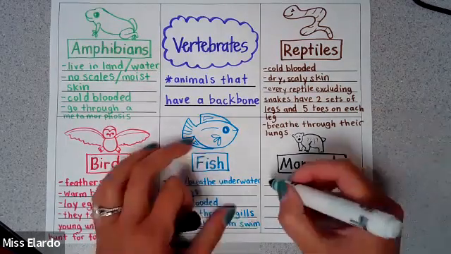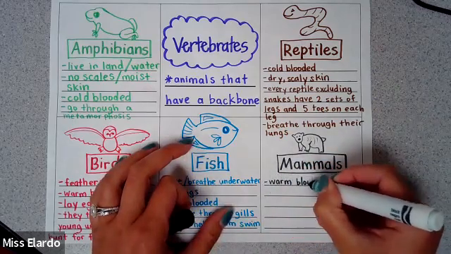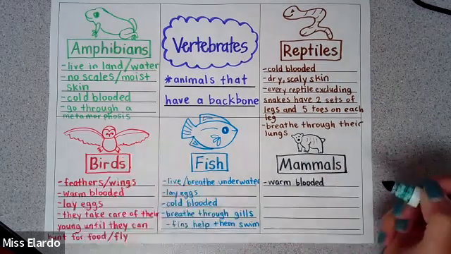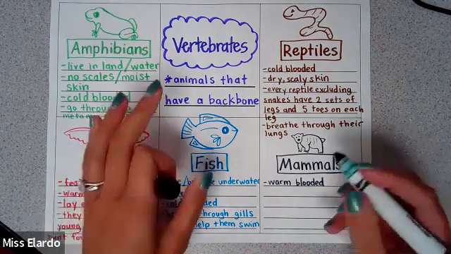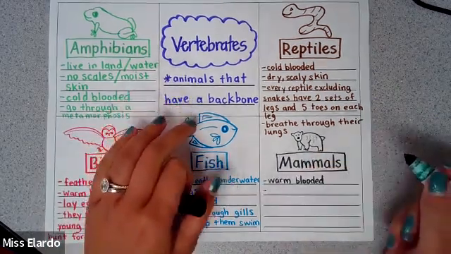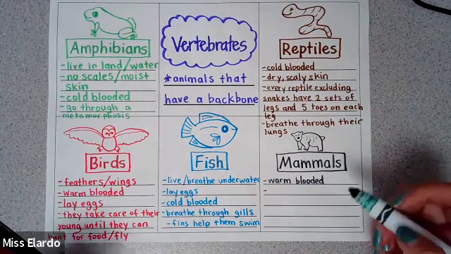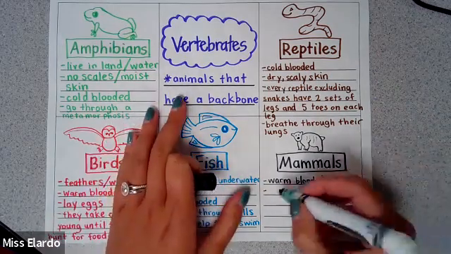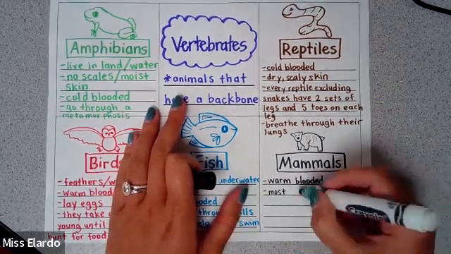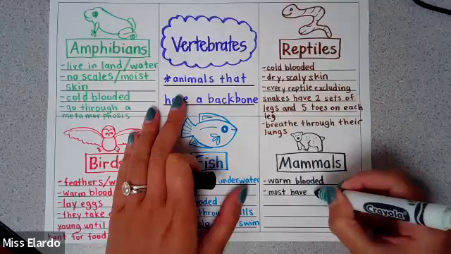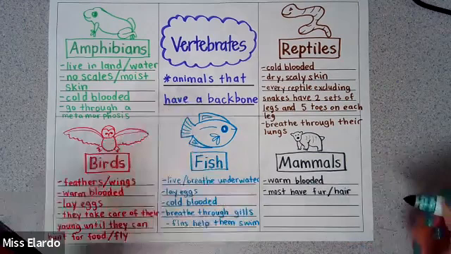Okay, so mammals are warm-blooded. So we are mammals. We've got very warm blood. Our inside is usually like 96 degrees. That's pretty warm. Most of them, not all, but most, have fur or hair.